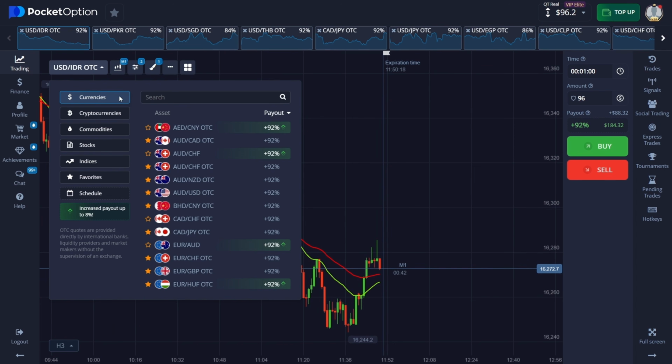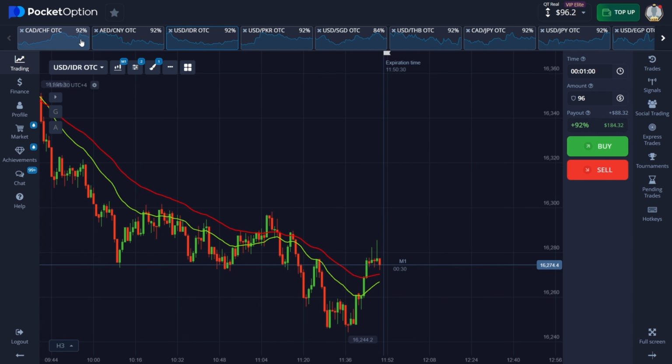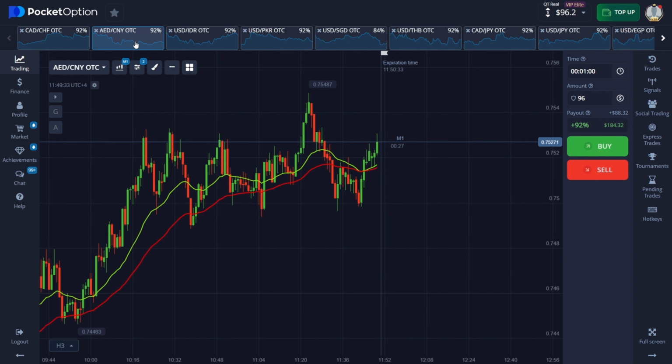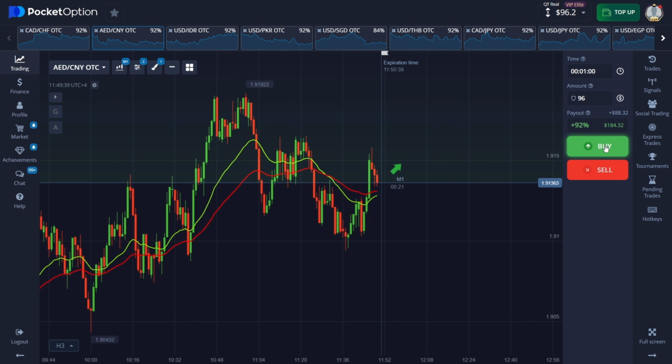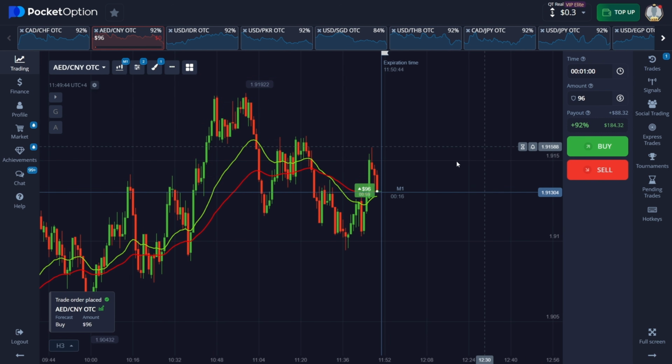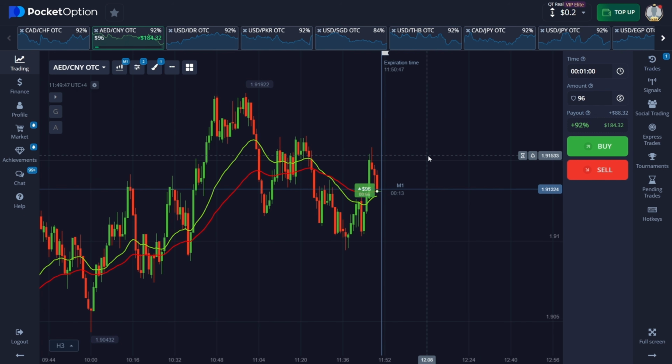Let's put more assets into the favorites. Alright, we have a trade for the upside move. I placed the trade for the upside based on the 50 EMA level. As you can see, our trade is going in our favor right now, but we still have 40 seconds left.